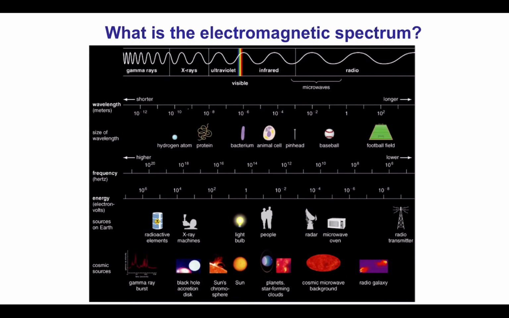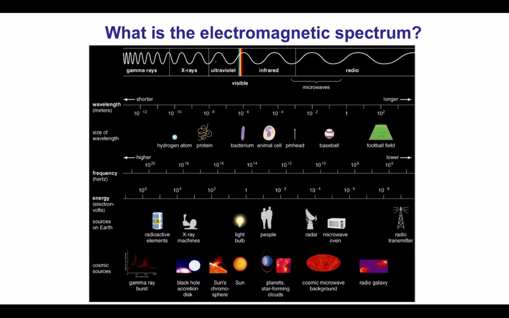You know, in the 10 to the minus 10 to 10 to the minus 9 to 10 to the minus 8 range in meters. Things cosmically that produce X-rays tend to be compact objects like black holes, and or at least accretion disks around black holes and neutron stars and things like that.